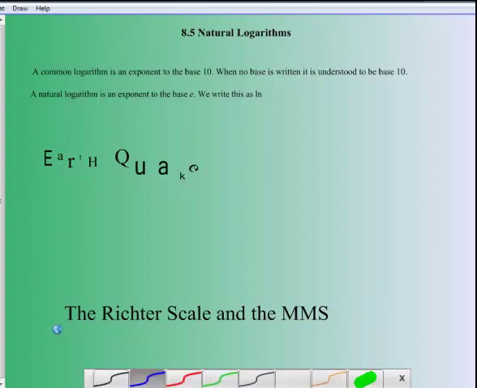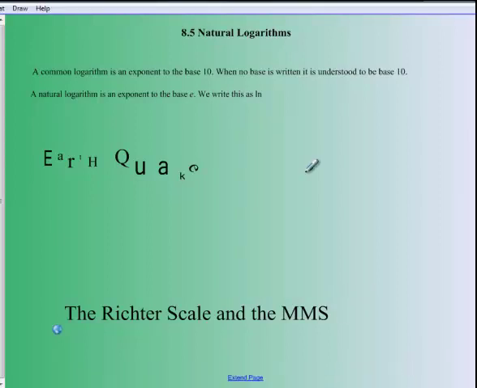Okay, today we're going to learn about natural logarithms. So let's just do a little quick review. A common logarithm is when the base is 10, and you will see this the most throughout your high school career. You'll have something like log and then the number. Since there is nothing written here, it's a common log. We understand it to be base 10.